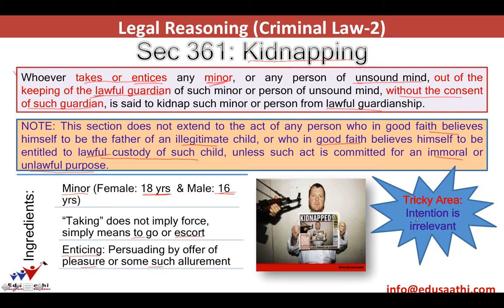The tricky area is that intention is irrelevant. If you are doing such an act of enticing or taking away the child from the custody of the lawful custodian without the person's consent, that would amount to kidnapping, even if there was no intention to kidnap, right? So the intention in the case of kidnapping is irrelevant.